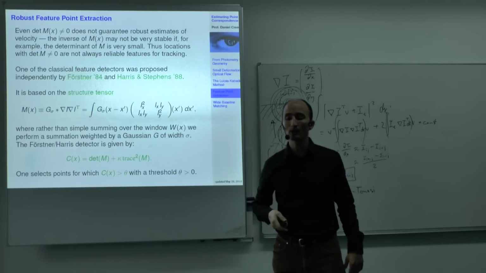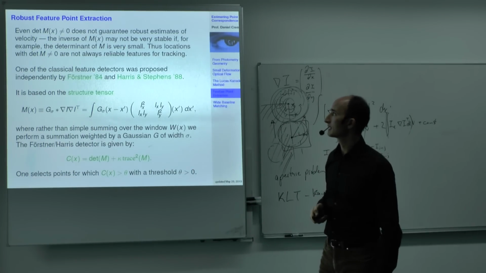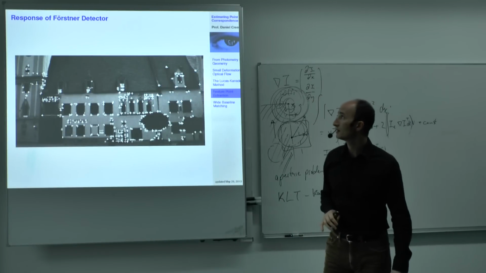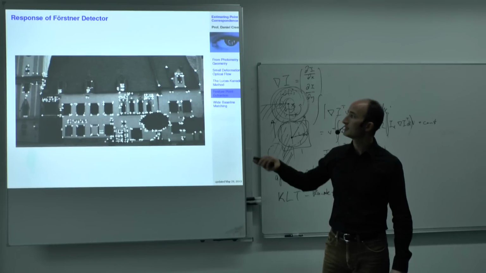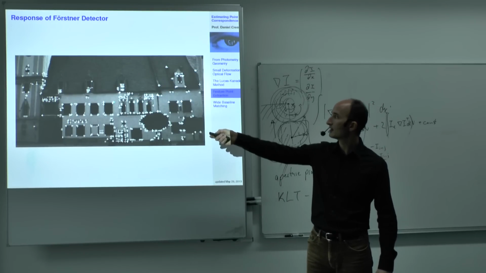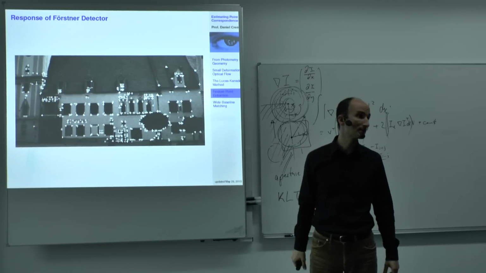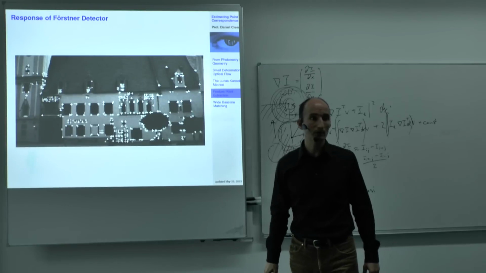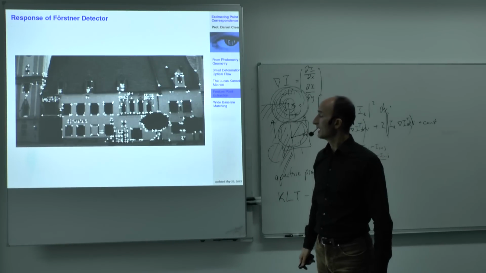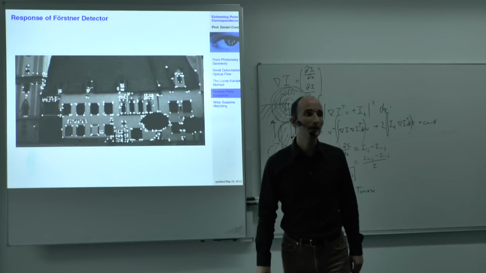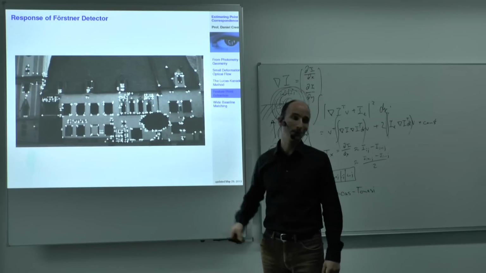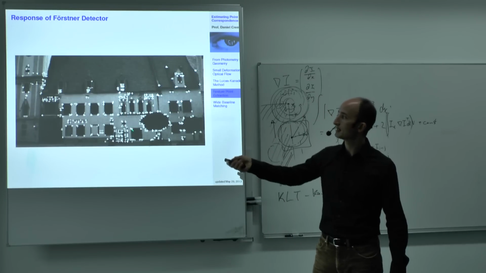So it's in some sense quite reminiscent of what Lucas and Kanade did for flow estimation. If you apply this Förstner detector to an image, this is what it looks like. So you can see it nicely selects indeed a lot of points that are corners. And this is why it's often referred to as corner detector. And it is still used frequently today because it's simple to implement, because it's fast, and because it works fairly well.